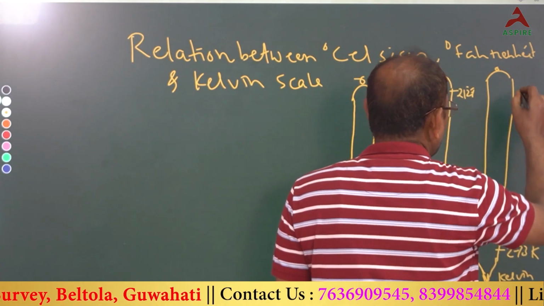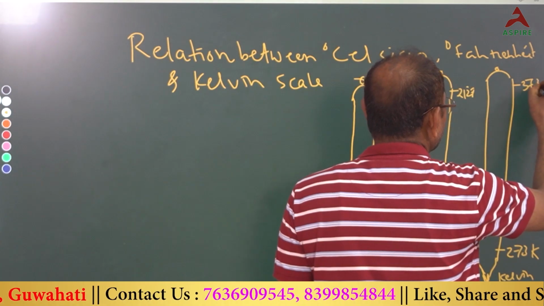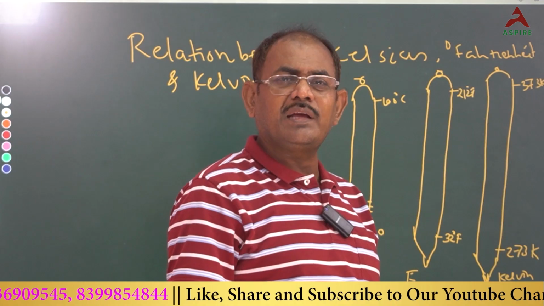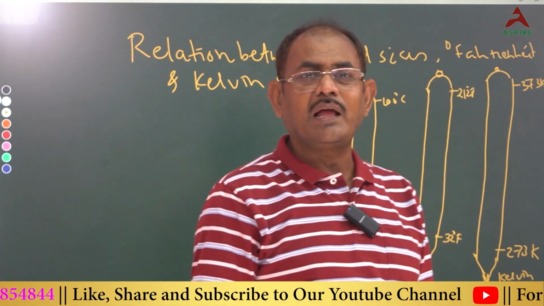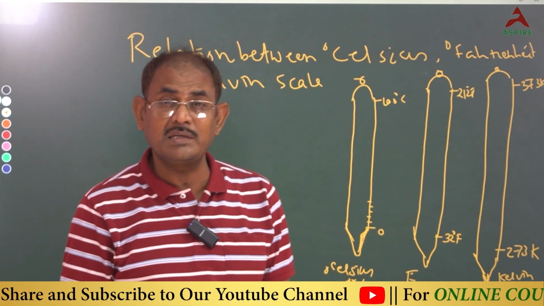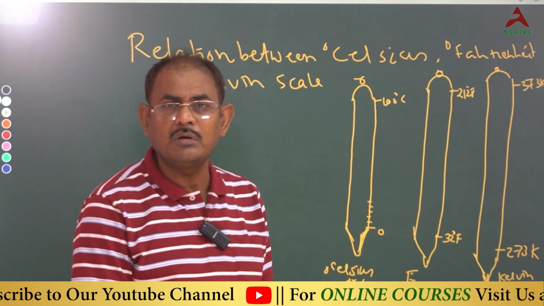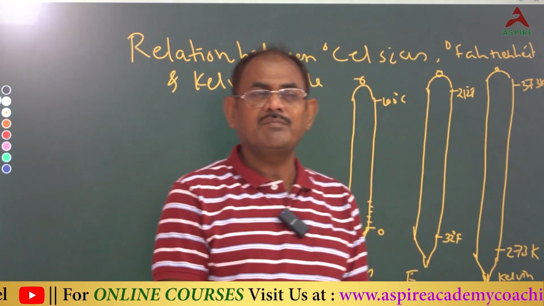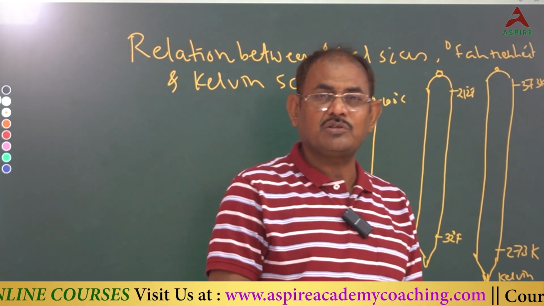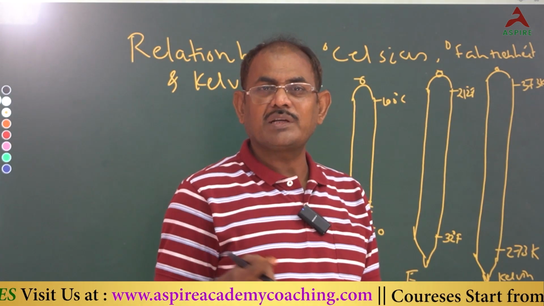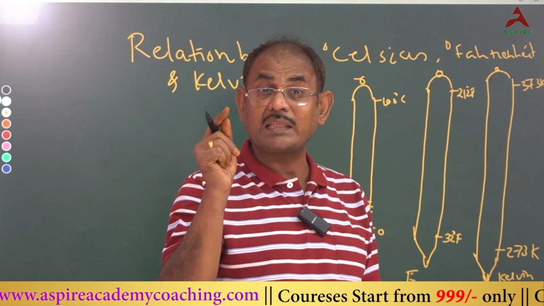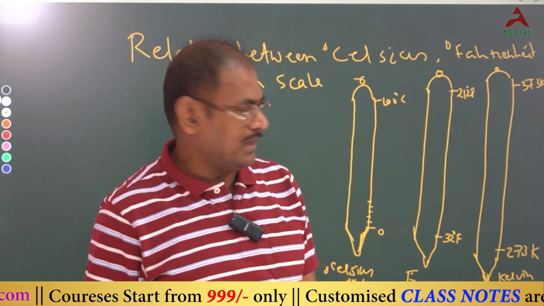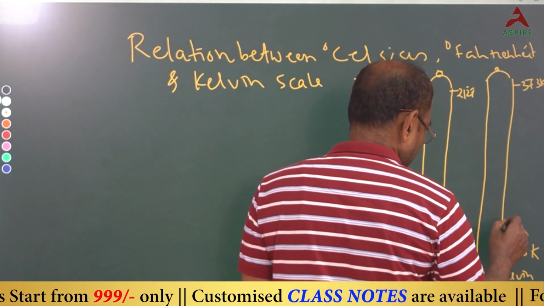Like this, for the Kelvin scale the lower fixed point is 273 Kelvin and the upper fixed point is 373 Kelvin. Between the lower fixed point and the upper fixed point, here also there are 100 small divisions and one division is equal to 1 Kelvin. Is that clear? So these three are different types of thermometers. Here one division equals 1 Kelvin.